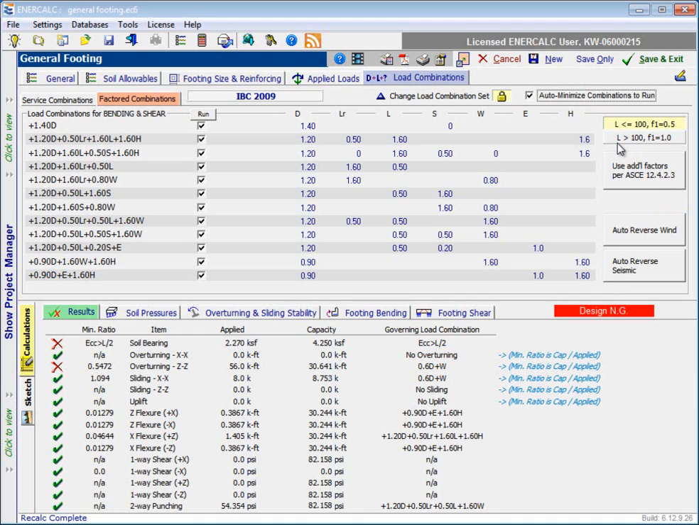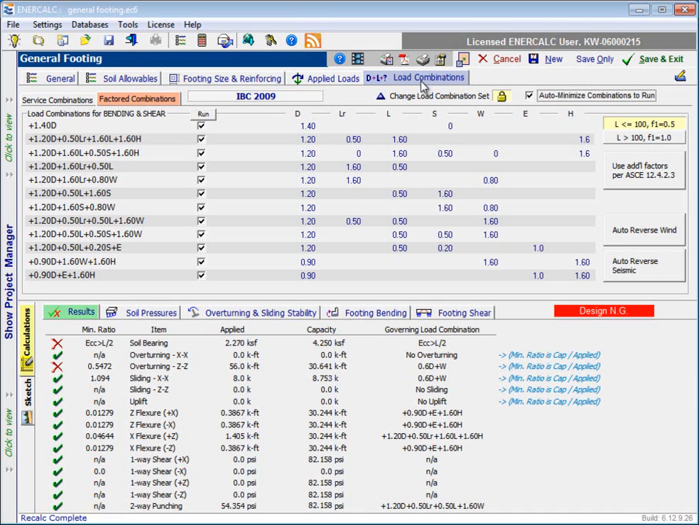The only other thing that's new or different on the factored combinations tab is that we have the option to indicate the nature of the live load that's represented in our model, because that dictates the value of the factor F1 that will be used on the live load in these combinations. Okay, so that is a very thorough look at everything that's on the load combinations tab.